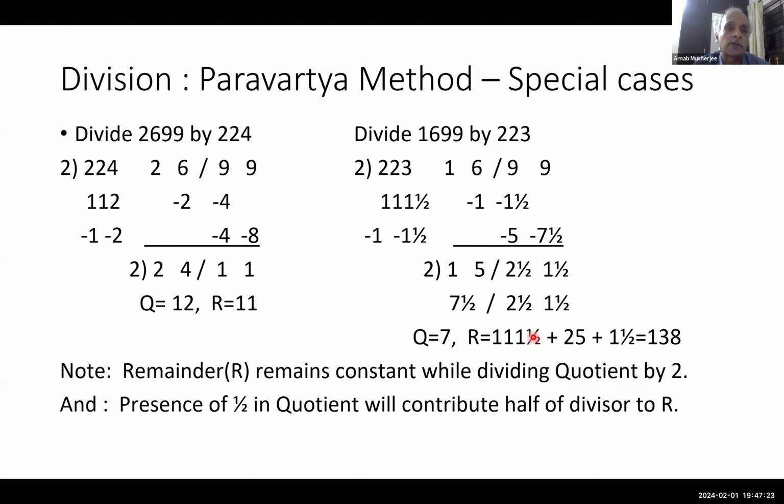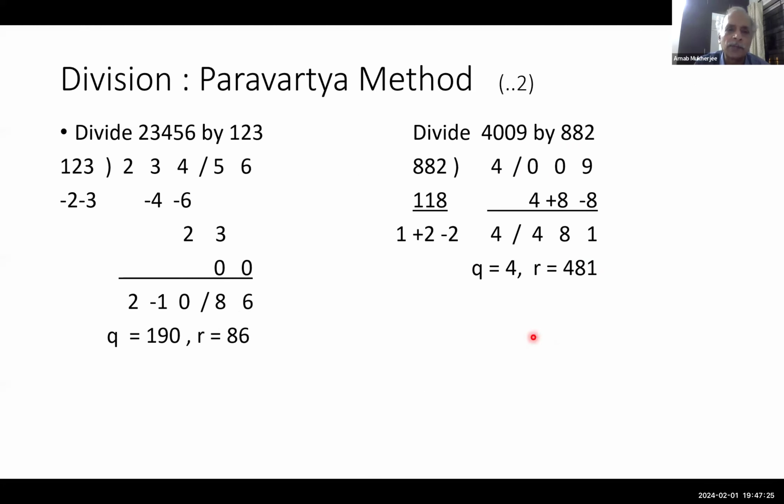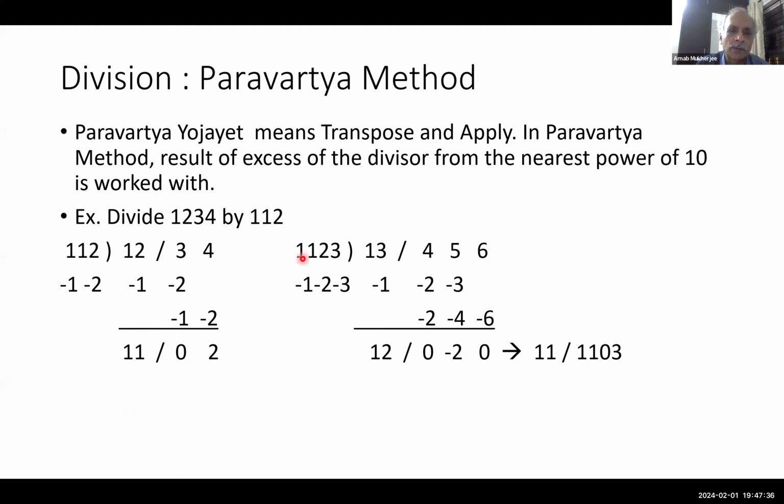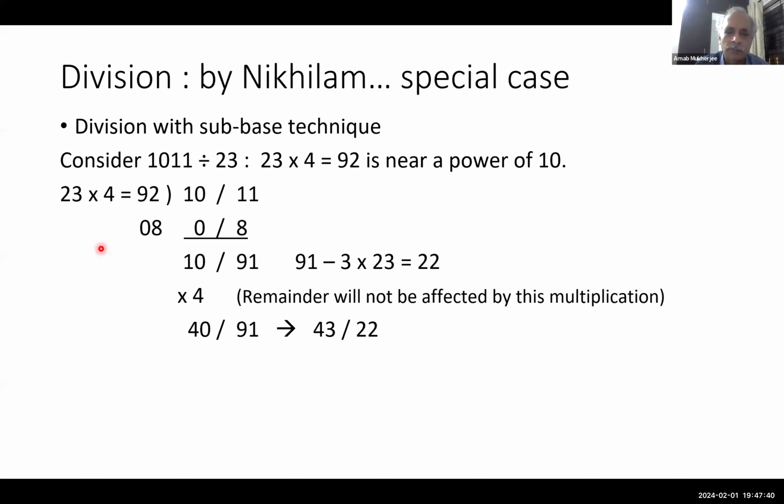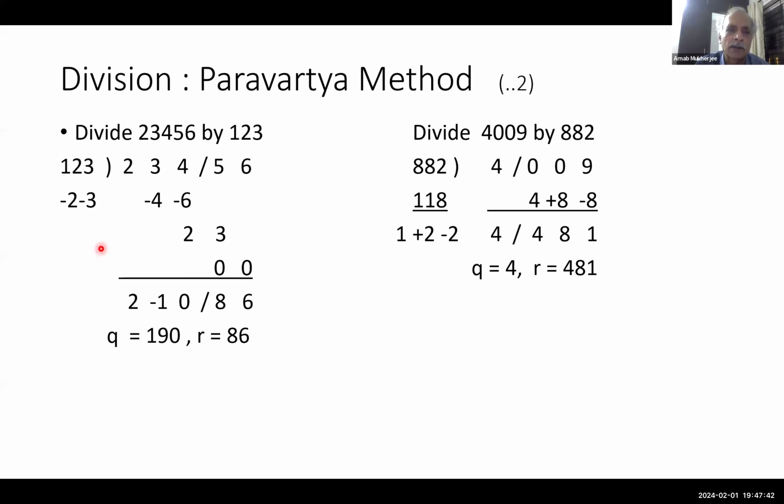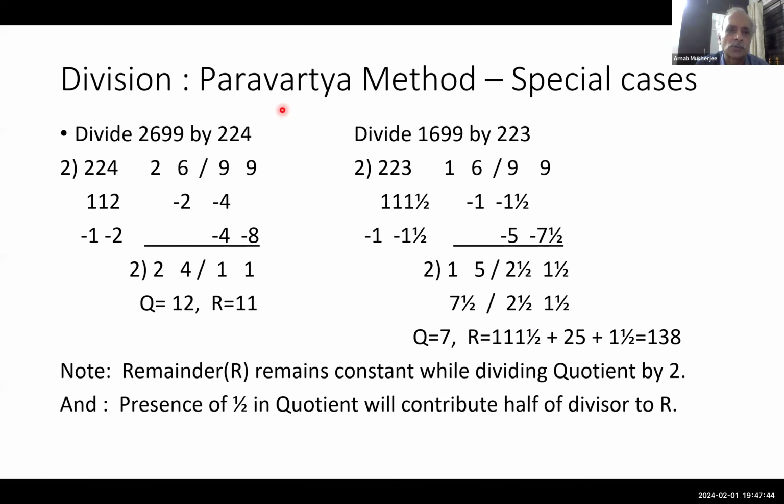699 divided by 220. So far we have done it excepting this one. This was a special case here. Earlier we did 100 something, always 100, 1000. The first digit was 1, but now suppose the first digit is 2. 2699 divided by 224. So 224 divided by 2 is 112.